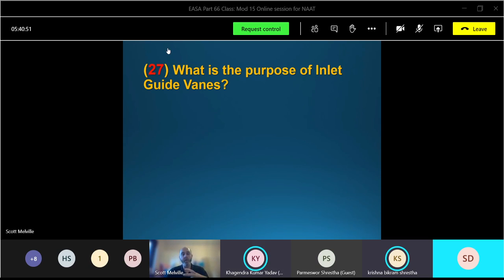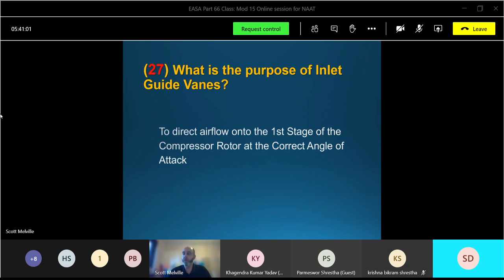Inlet, so the air comes into the intake, and then it's the inlet guide vanes, your IGVs, your VSVs, through the compressor. So yeah, it guides the airflow at the correct angle onto the rotor of the compressor. So it directs airflow in the first stage of the compressor rotor at the correct angle of attack. Anything to do with inlet is the cold end, anything to do with NGVs or nozzle, that's at the hot end of the engine.